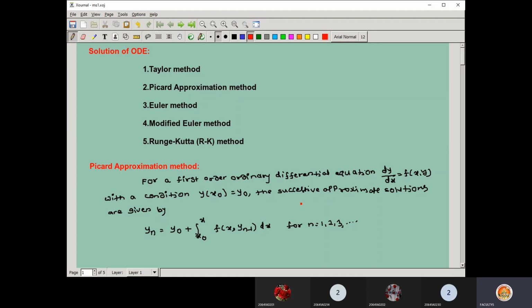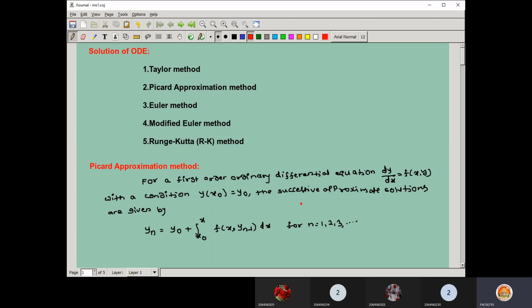Your solution of ordinary differential equation, and as per the procedures, we have overall 5 different methods to calculate the solution. Taylor method, sometimes it is also called as Taylor series method. Second, Picard approximation method. Third one, Euler method. Fourth, modified Euler method. And the fifth one, Runge-Kutta method. It is also called as RK method.